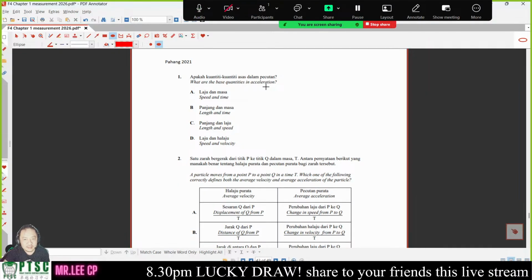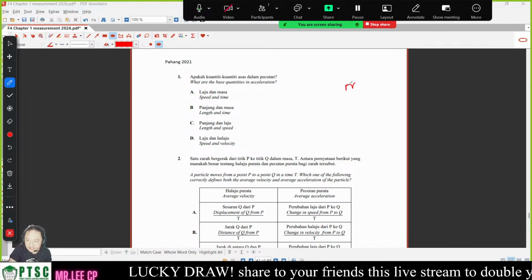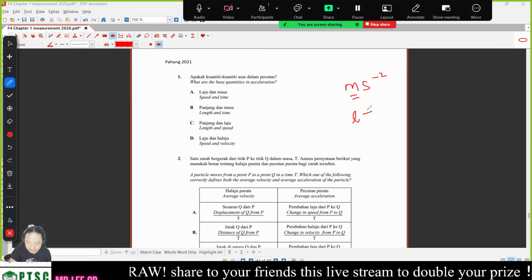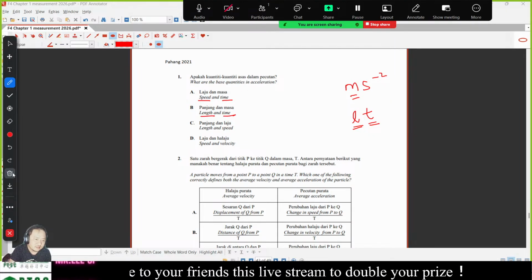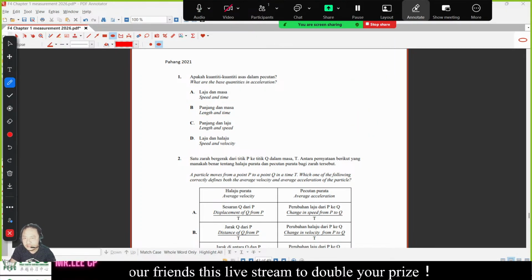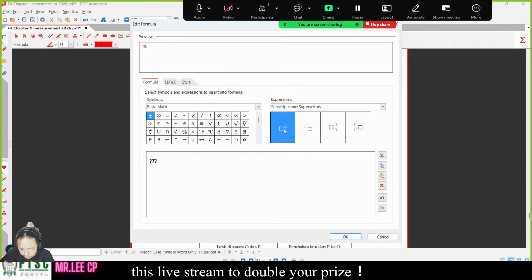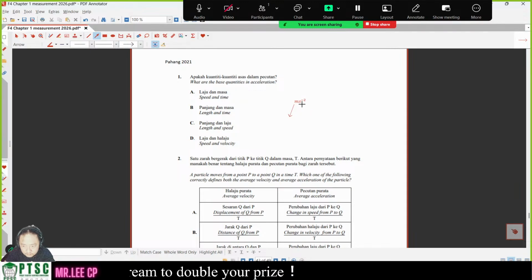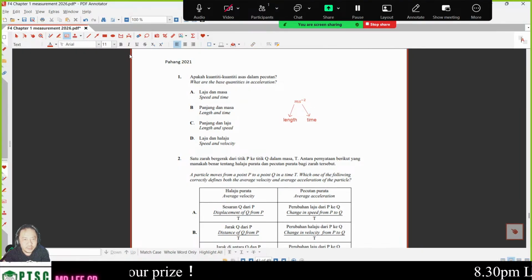What are the base quantities in acceleration? Okay. Acceleration, you look at the unit of acceleration. Acceleration is ms^-2. This one is length, meter. This one is second, and second is time. So you get two base quantities, one is length, one is time. Length, speed, and time? No. Length and time, yes. So I write it here. You look at the unit. Okay. So the answer is B.